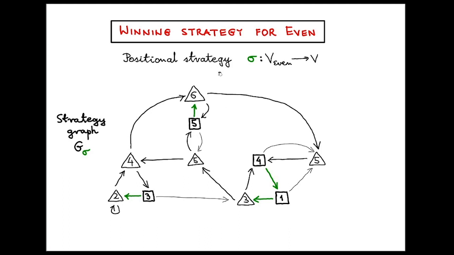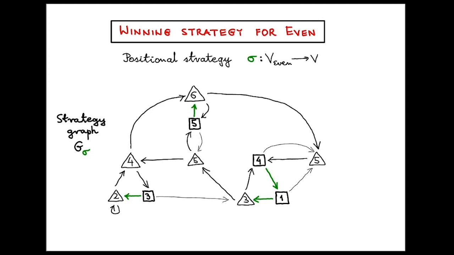So here's an example of a positional strategy, which by the way can be formalized as a function from positions owned by even to a set of vertices. In this parity game we have 4 different vertices that belong to even. They are the squares. All the others are triangles, and hence they belong to odd. And the edges that are dictated by a positional strategy, the green positional strategy here, are simply the green edges. So now I'd like to convince you that this positional strategy is winning for even in this parity game.